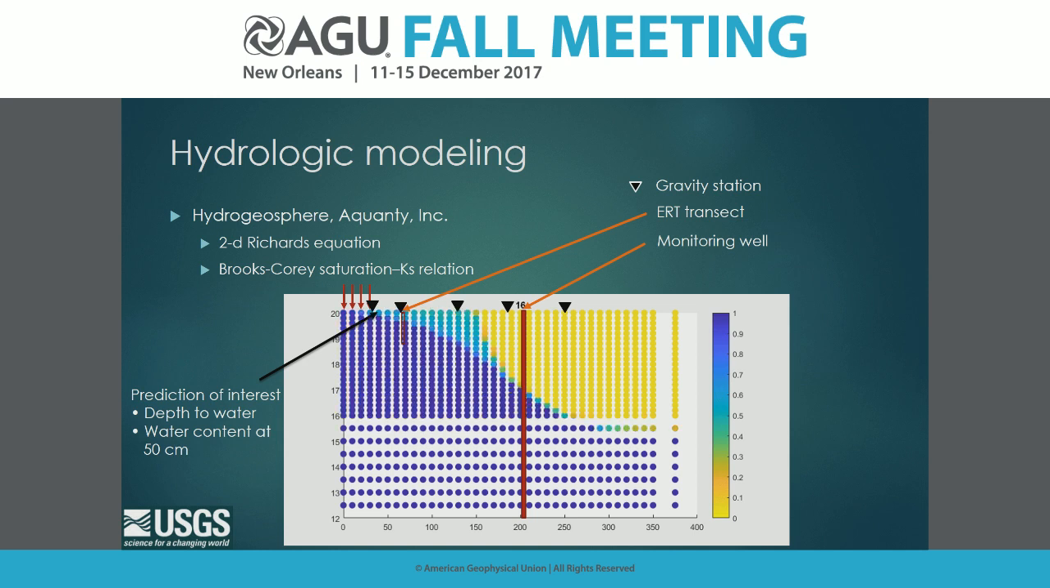And finally, the prediction of interest for riparian recruitment or germination depends on depth to water and water content at 50 centimeters depth at the channel. So not at the location of our monitoring well or really of any of our geophysics, but right at the edge of the channel there.